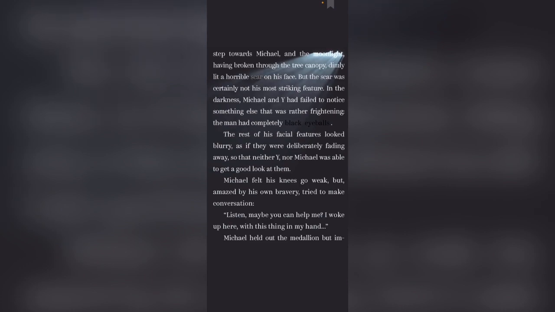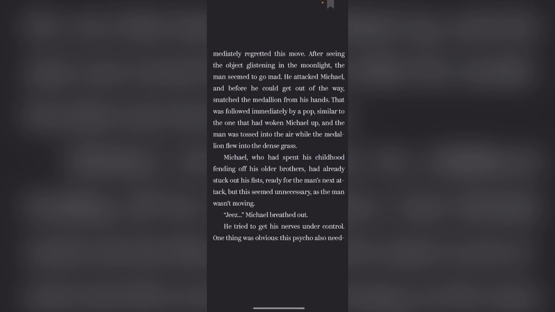"Listen, maybe you can help me. I woke up here with this thing in my hand." Michael held up the medallion, but immediately regretted this move. After seeing the object glistening in the moonlight, the man seemed to go mad. He attacked Michael, and before he could get out of the way, snatched the medallion from his hands. That was followed immediately by a pop.